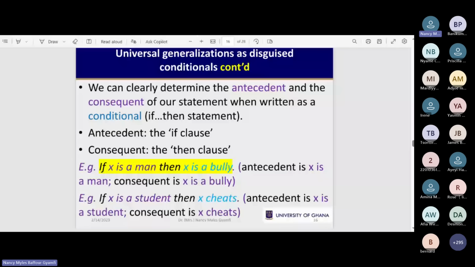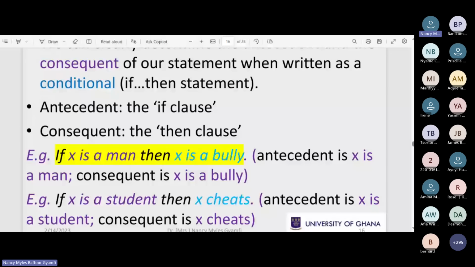So if you look at the example on our screen, if X is a man, then X is a bully. The if clause is the antecedent. You don't add the if. You see that the if is a pointer, just like you don't add "so" when you conclude; they just point to it. So X is a man in our example on your screen, this one highlighted in yellow. Everyone look at your screen, please. X is a man. That is the antecedent.